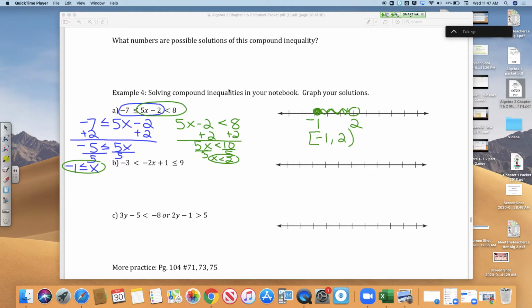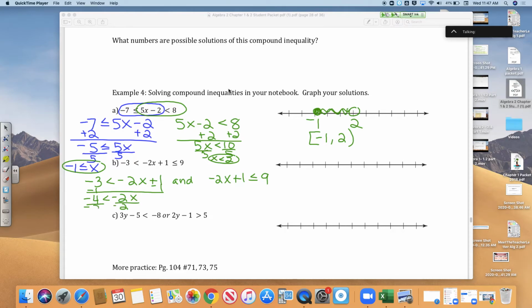Okay, let's go over letter B. So first thing I'm going to do is split this up into two separate inequalities. -3 is less than -2x plus 1. And -2x plus 1 is less than or equal to 9. Then I'm going to solve both of these by first subtracting 1 from both sides. I get -4 is less than -2x.